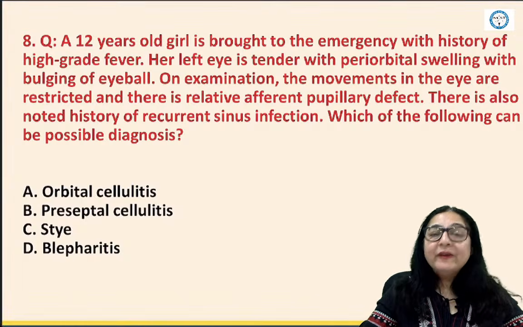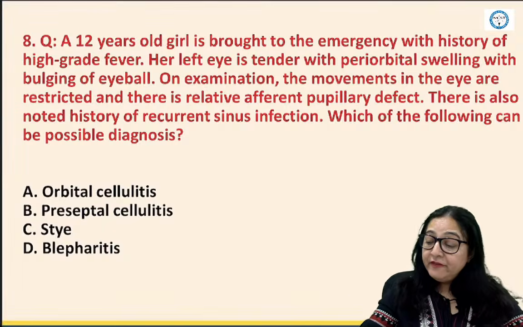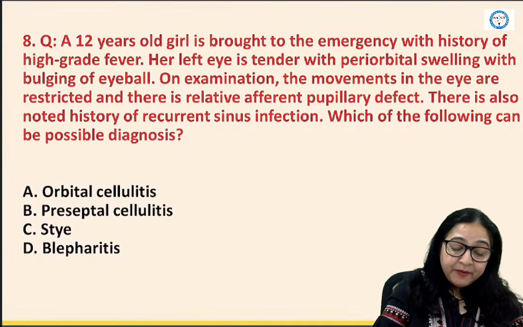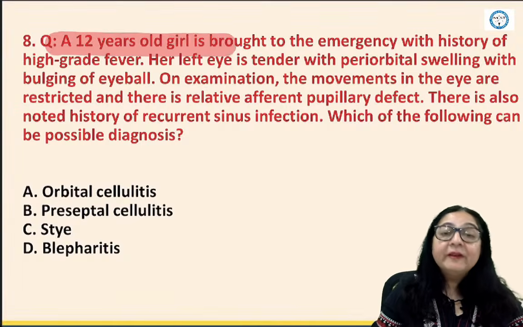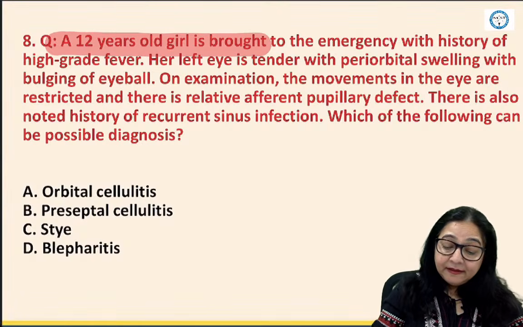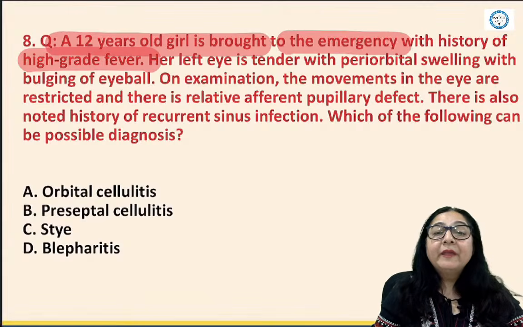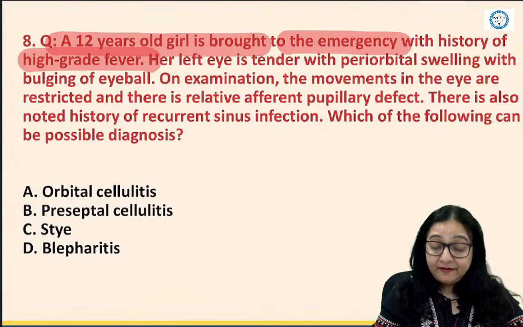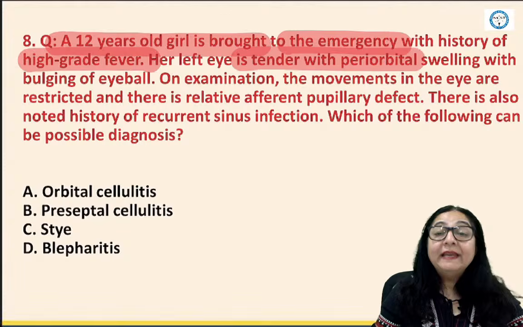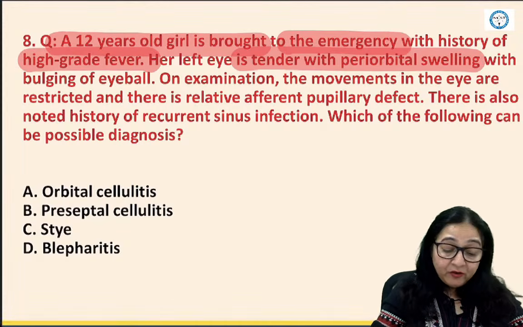Fine. Next question, beta. A 12-year-old girl is brought to the emergency with history of high-grade fever. So be prepared for long question statements. A young girl coming to the emergency with high-grade fever. Her left eye is tender with periorbital swelling and with bulging of the eyeball.